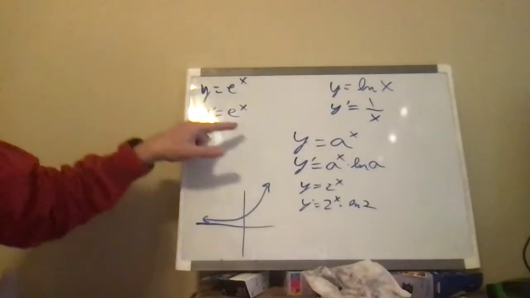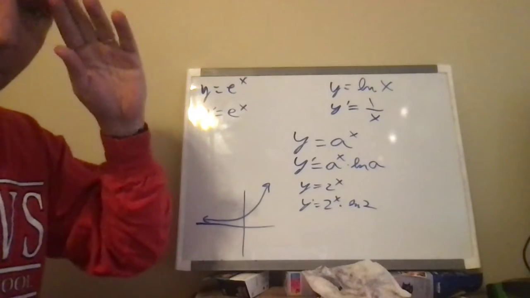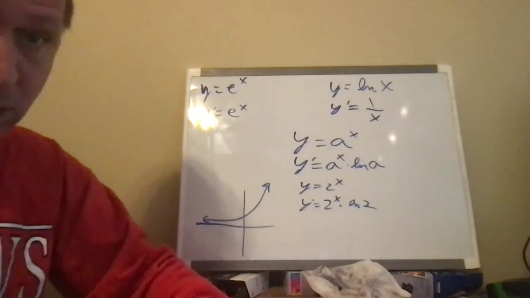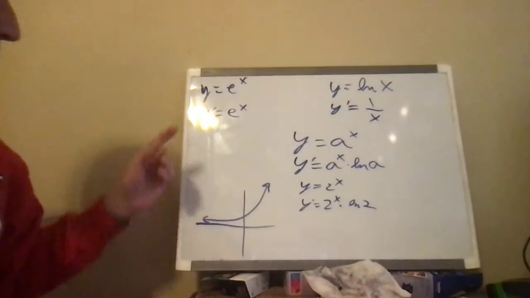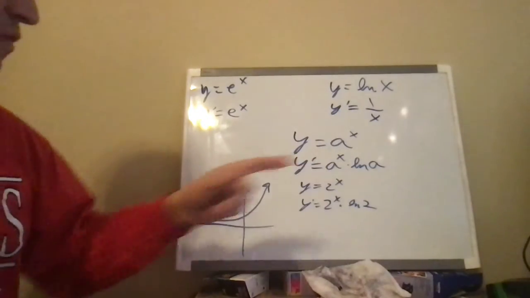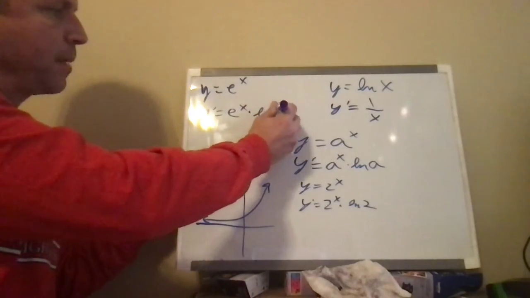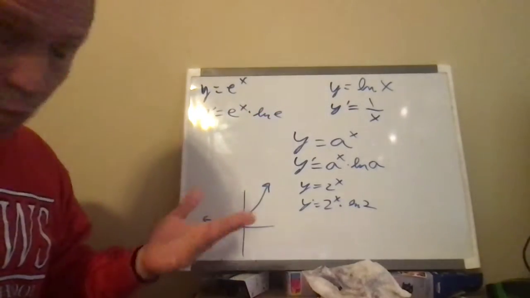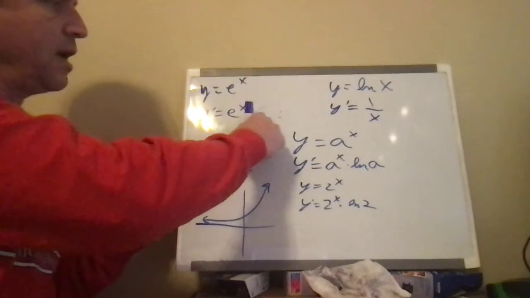You may be wondering, why would e be different from any other constant? Again, e is a constant. It's an irrational constant, but it is a constant. What happens here is if you use this definition, you get e to the x times the natural log of e. But the natural log of e is 1, so it's really e to the x times 1, which is simply e to the x.